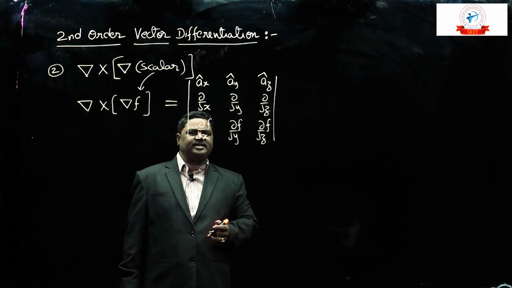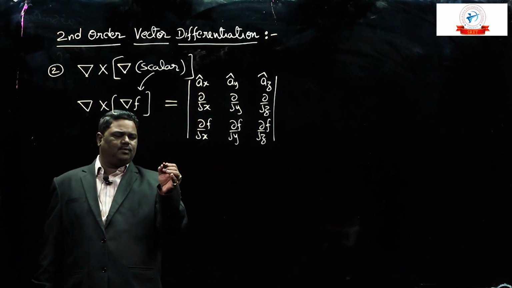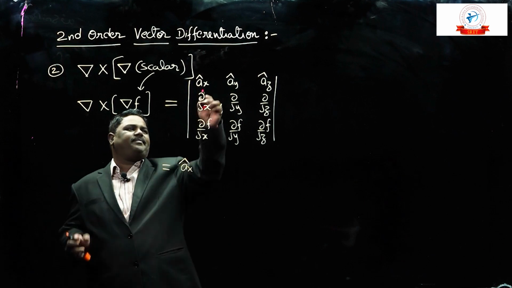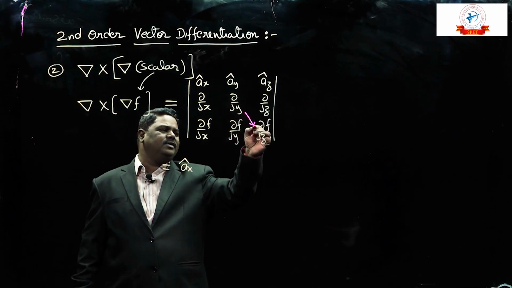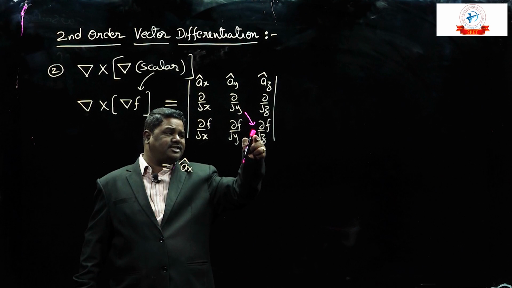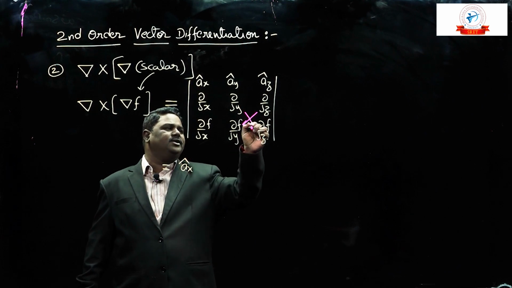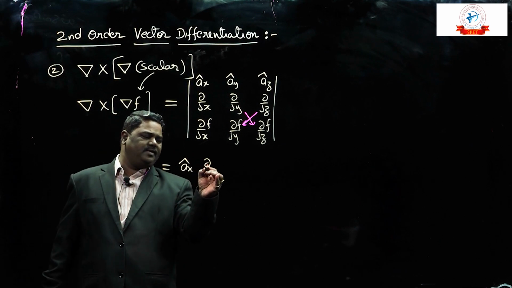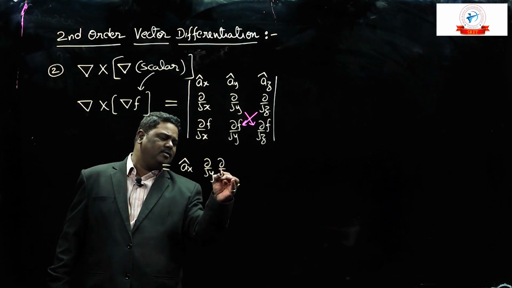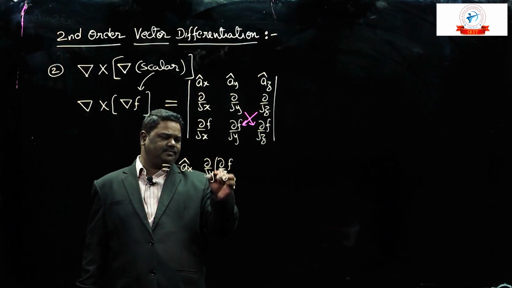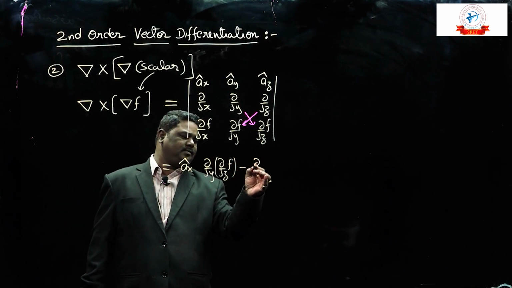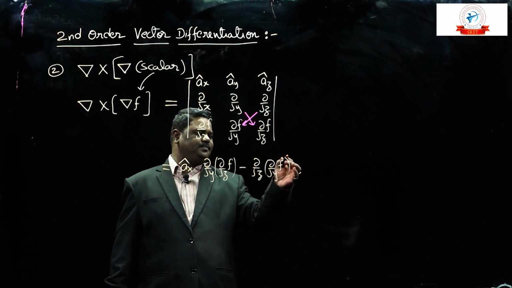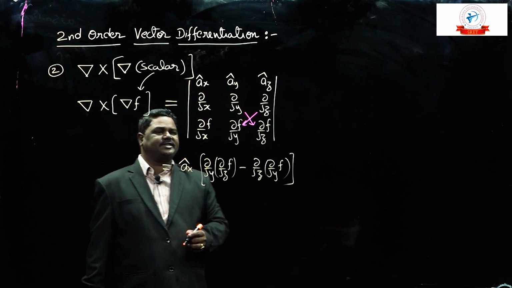Let us evaluate this determinant, which is equal to ax cap multiplied with dou by dou y of dou by dou z of f. This is the second differentiation we are applying. Minus dou by dou z of dou by dou y of f. Let me write here: we have dou by dou y of dou by dou z of f minus dou by dou z of dou by dou y of f is the x component.